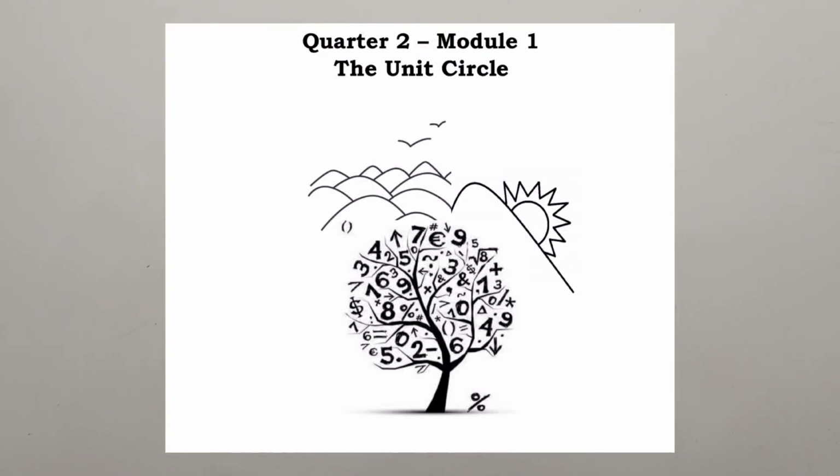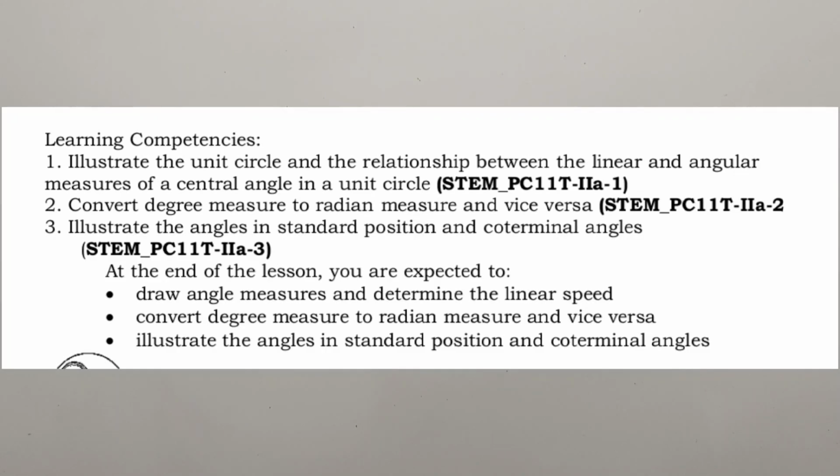This is our lecture video for Quarter 2 Module 1 and our topic is about the unit circle. At the end of the lesson, you are expected to draw angle measures and determine the linear speed, convert degree measure to radian measure and vice versa, and illustrate the angles in standard position and coterminal angles.